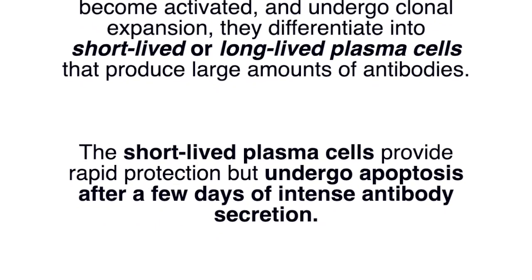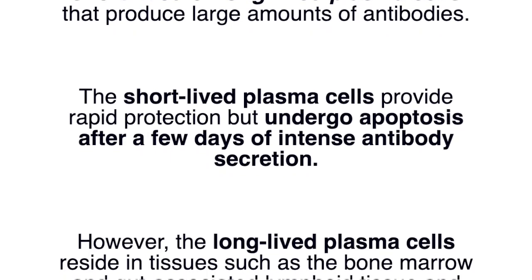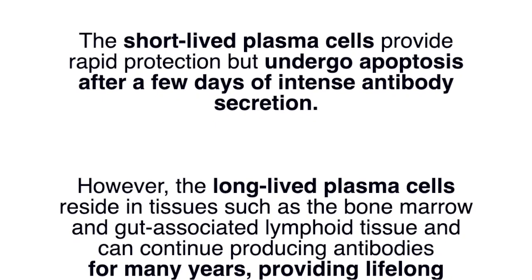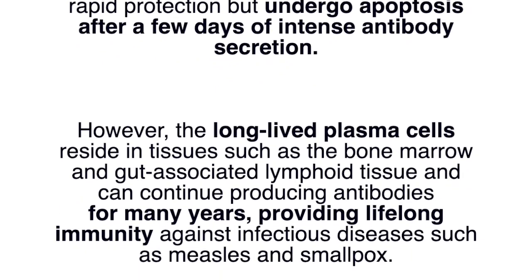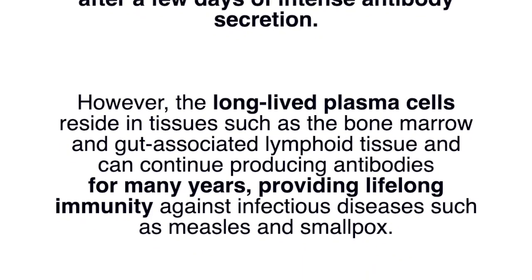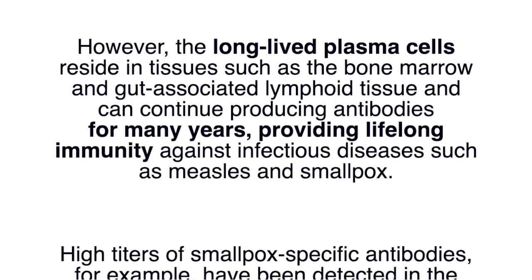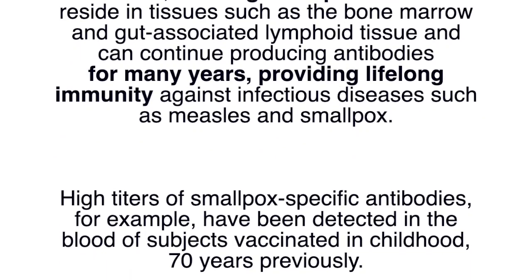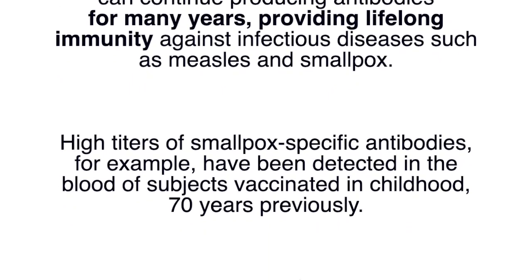The short-lived plasma cells provide rapid protection but undergo apoptosis after a few days of intense antibody secretion. However, the long-lived plasma cells reside in tissues such as the bone marrow and gut-associated lymphoid tissue and can continue producing antibodies for many years, providing lifelong immunity against infectious diseases such as measles and smallpox.